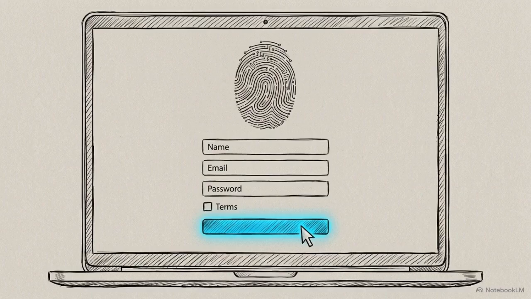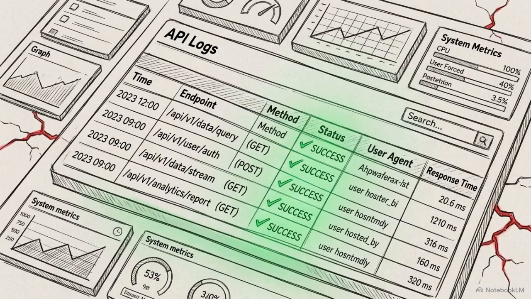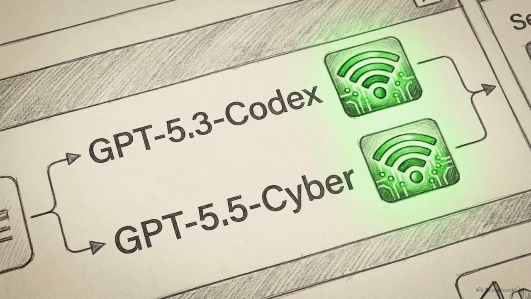To maintain access to specialized cyber models, you must verify your identity to register for Trusted Access for Cyber. This ensures that your defensive work is not blocked by the automated classifiers. Once verified, you can check your API logs to confirm you have access to models designed for complex security analysis, such as GPT 5.3 Codex and GPT 5.5 Cyber.